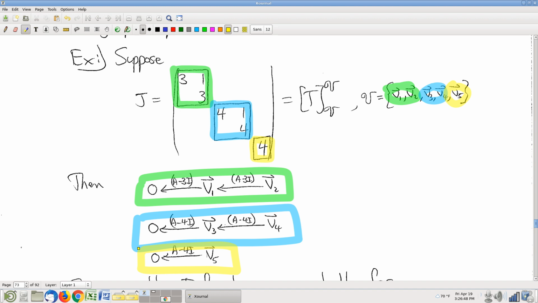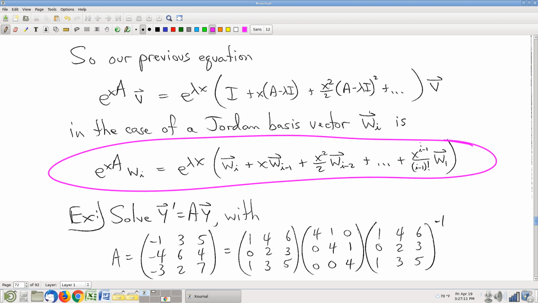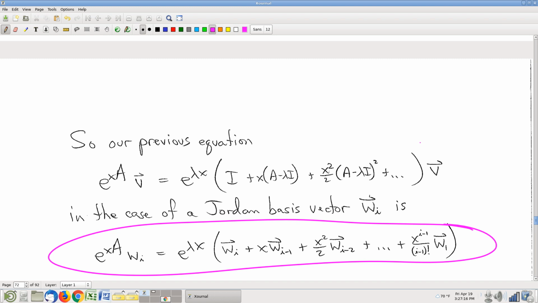Okay, so let's evaluate a matrix exponential on one of these Jordan basis vectors. I'm going to do it on one where it's kind of interesting, so let's do V4. What is the matrix exponential e to the xA times V4? I'm going to be using this formula up here. The pattern in the formula is we've got e to the lambda x up front, and then the usual Taylor coefficients: 1, x, x squared over 2.